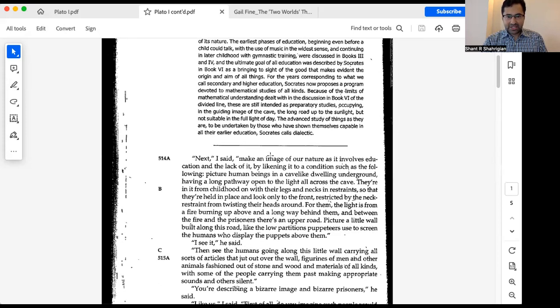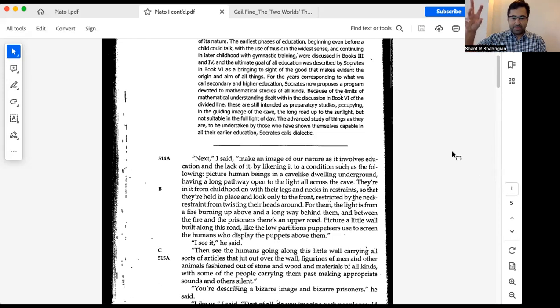So keeping in mind that Socrates says that this is an image of our nature as it involves education and the lack of it, my question for all of you is, and this will be an essay prompt in a few weeks: what is the meaning of this image?